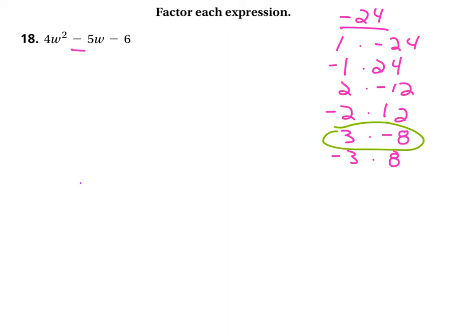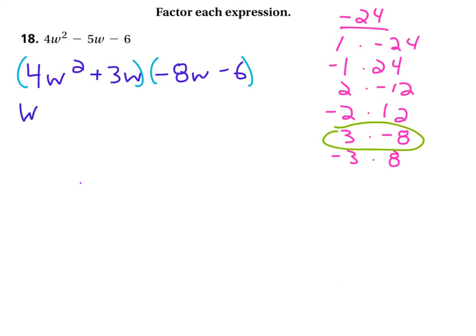We go over here, and we write the 4w squared. And instead of negative 5w, we put positive 3w and negative 8w. And then our last term, negative 6, we write the same. Now we're going to group them. And what can we factor out of 4w squared plus 3w? Well, 4 and 3 don't have a common factor except for 1, so we're just going to pull a w out of here. And then we say, what's left? 4w squared divided by w is 4w, and 3w divided by w is 3.